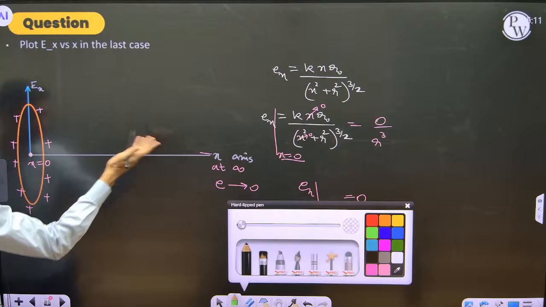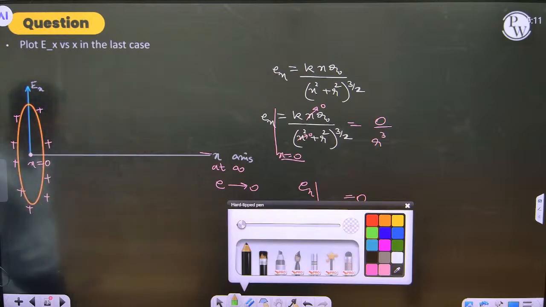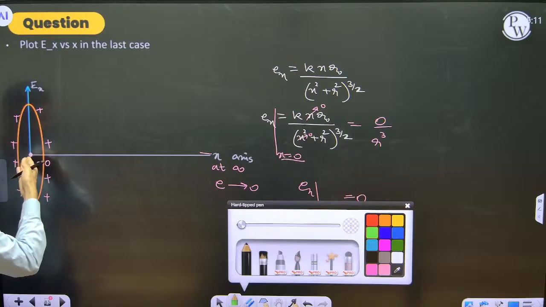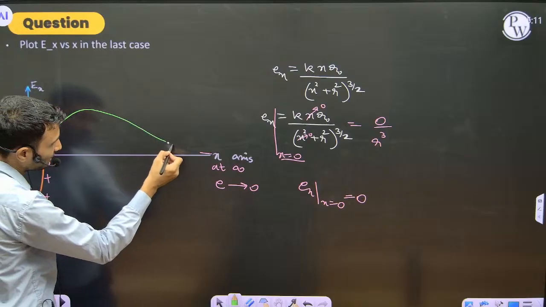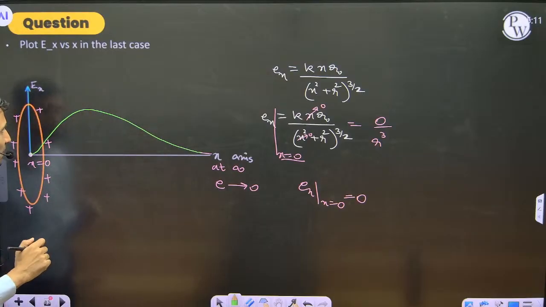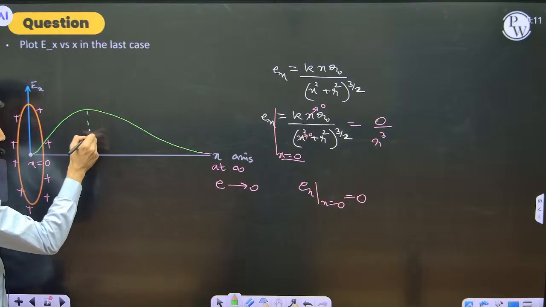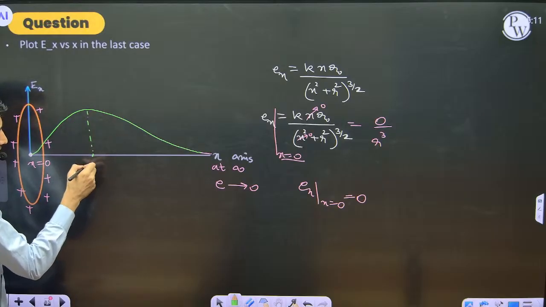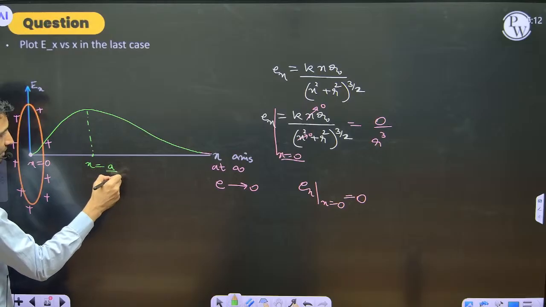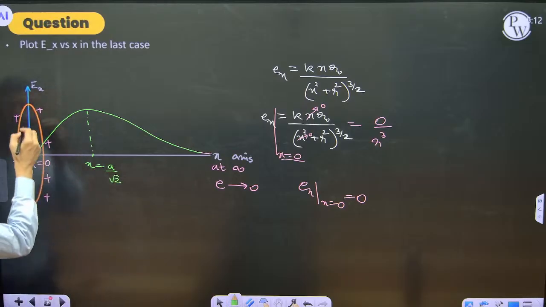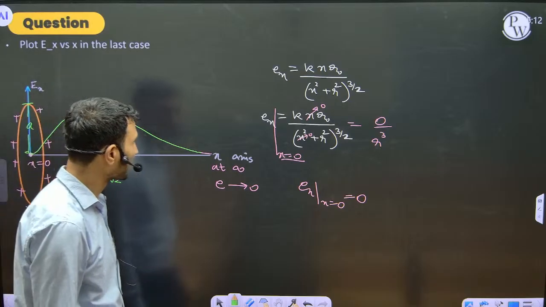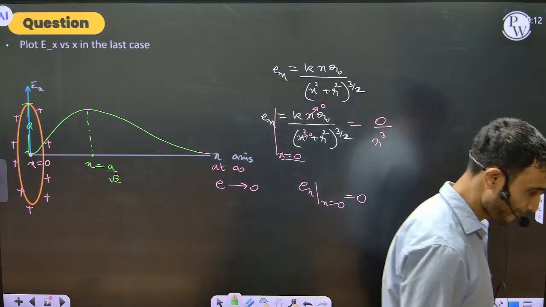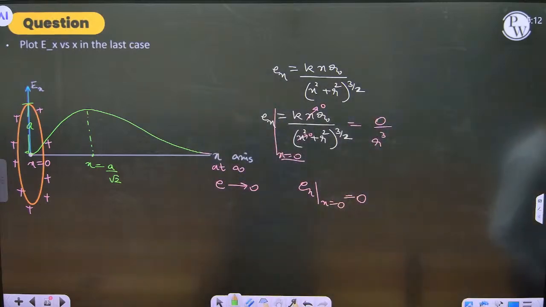So it starts from 0, ends at 0, but somewhere in between electric field will be there, right? Here it is 0, here it is 0, somewhere it is there. So you understand the graph will be something like this. That means at one point it is going to be maximum, right? And that happens at x equal to a by root 2, where a is the radius of the ring. At x equal to a by root 2, the electric field happens to be maximum, right?